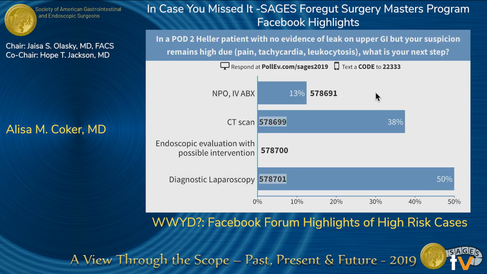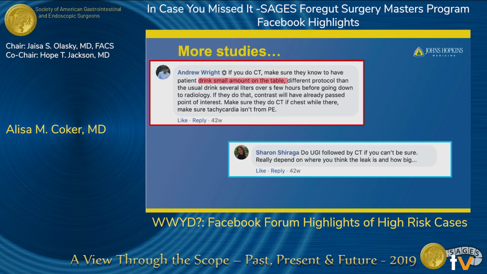Here we go. Okay, so not a completely homogeneous response there. Go back to the presentation, please. Okay, so some respondents thought more imaging, such as an upper GI or a CT, were reasonable.